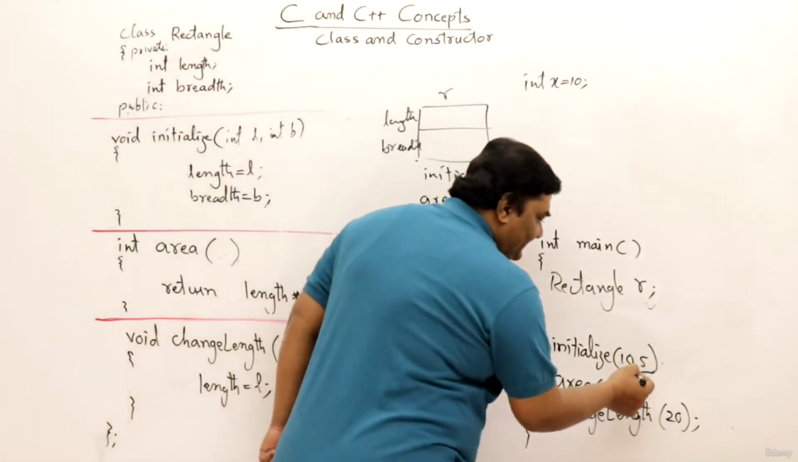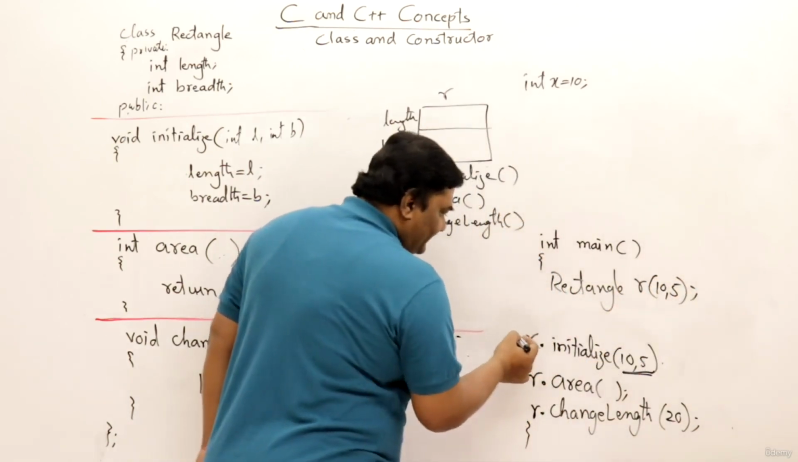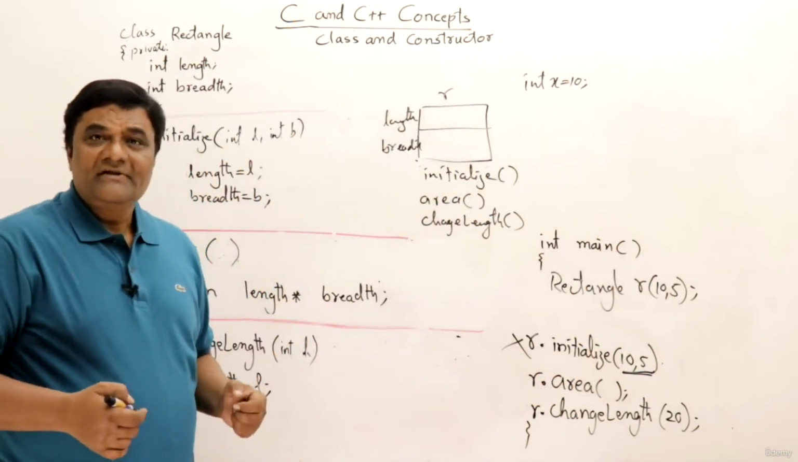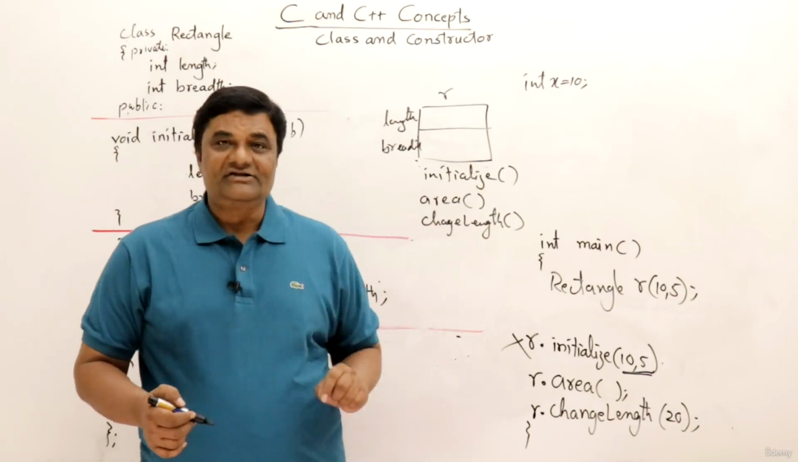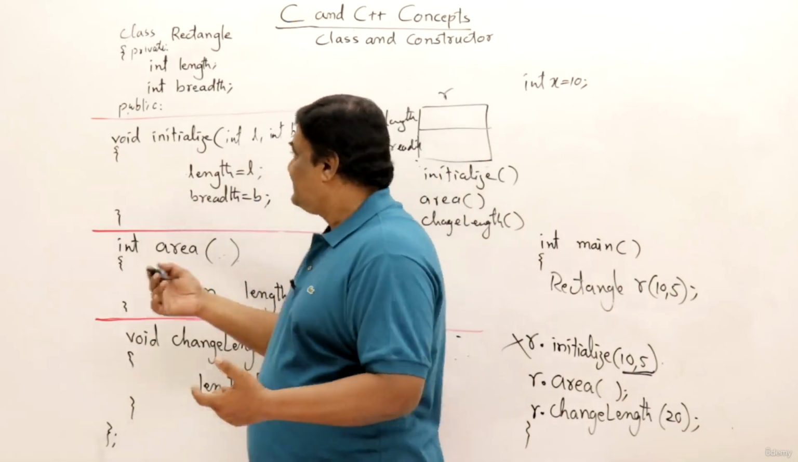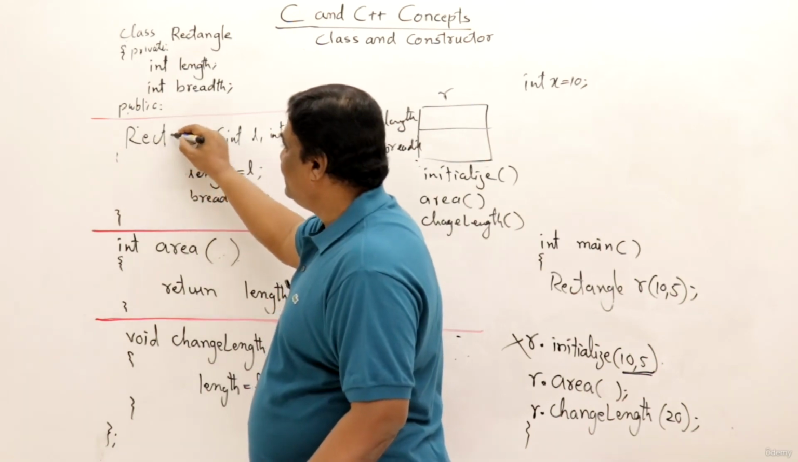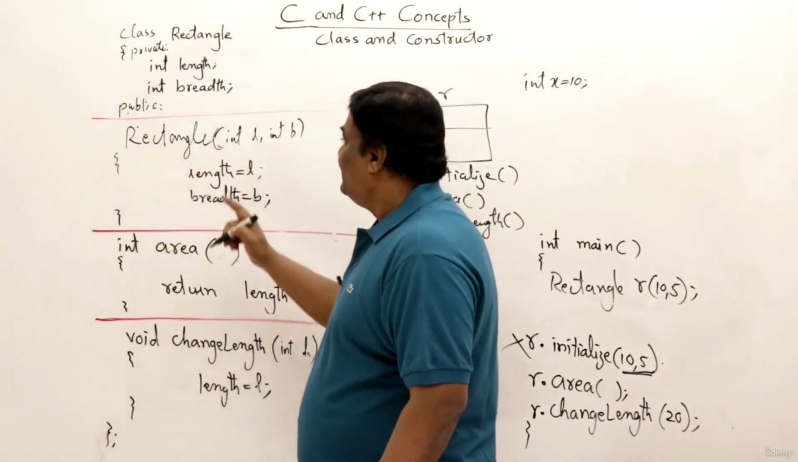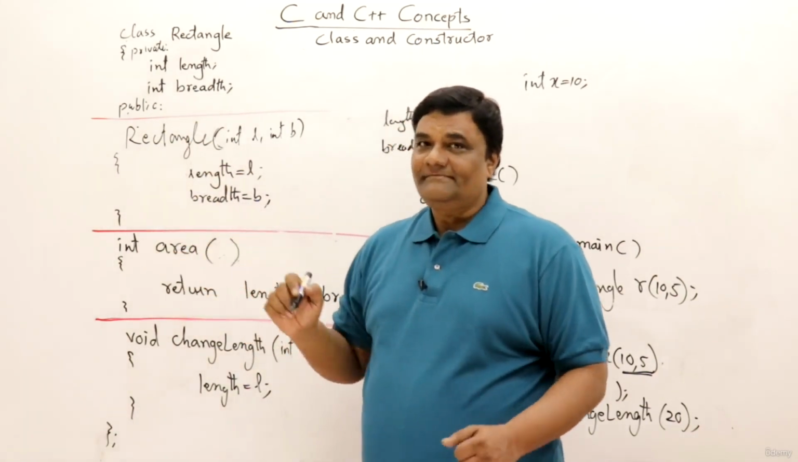So instead of passing 10, 5 later on, we want to pass 10, 5 here only. We don't want this function. We want direct initialization at the time of declaration only. How is it possible? For that, I should have a function for initialization. But we want it to be called automatically at the time of creation of an object. So yes, same initialize function, I will change the name. I will call it rectangle. What is this? This is same as the class name and no need of void or anything. Just write the class name. This has the same name as the class name, so this becomes a constructor.